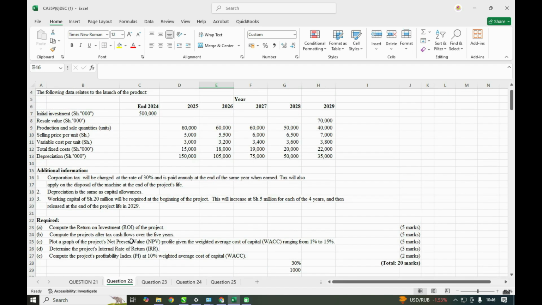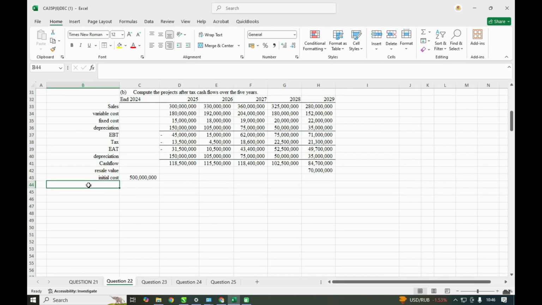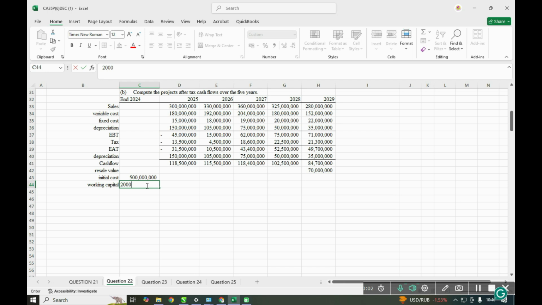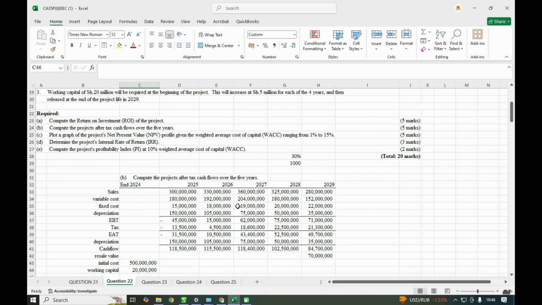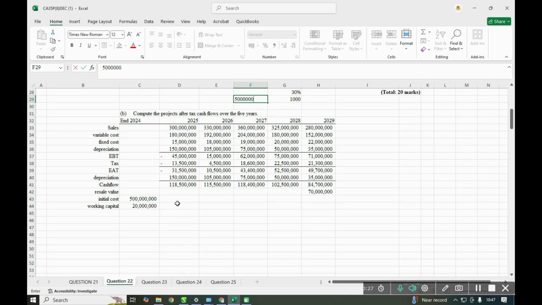The other thing that we had is working capital. Working capital of 20 million will be required at the beginning of the project. This will increase by 5 million for each of the 4 years and then be released at the end. So it will be increasing here.